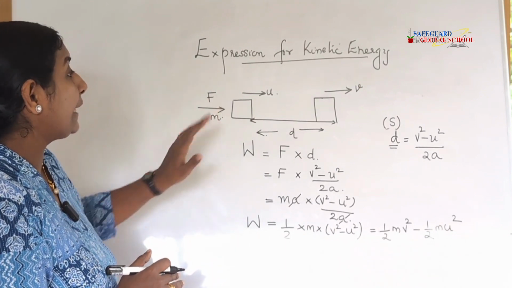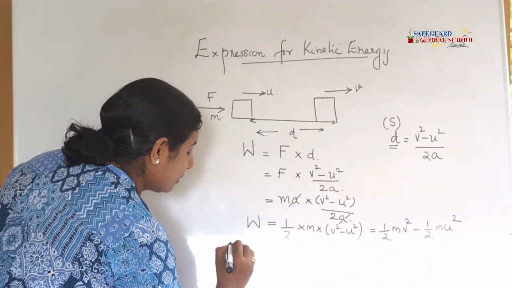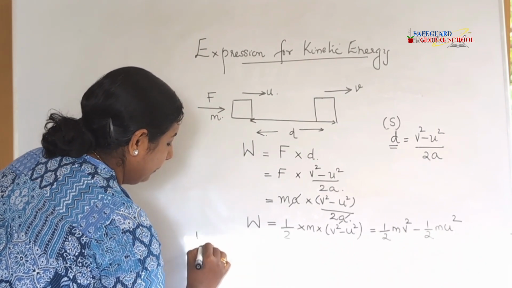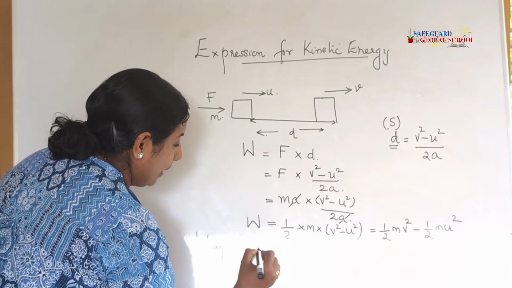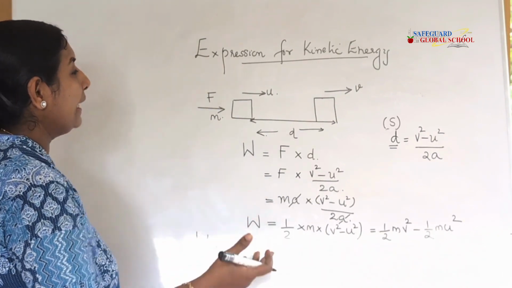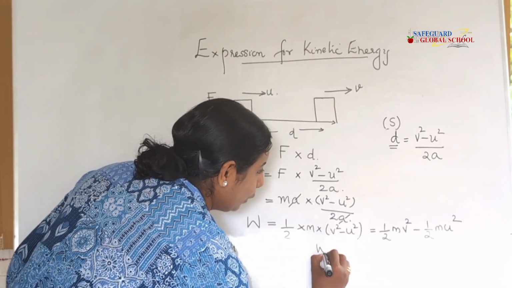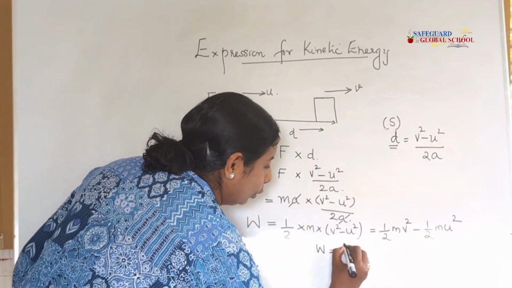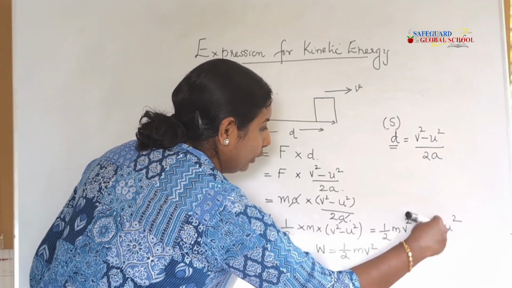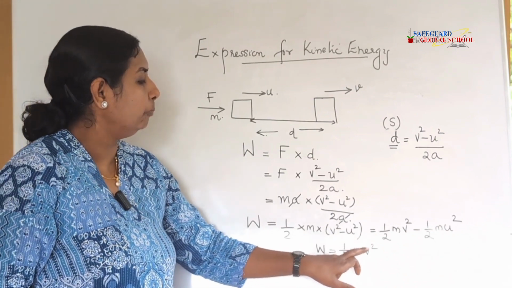Suppose we take a special case in which the body was initially at rest. When the body was at rest, u is equal to 0. Its velocity u is 0 and its velocity changed to v. So what is this W equal to? W is equal to half mv square, because the half mu square term becomes 0. So W is equal to half mv square.